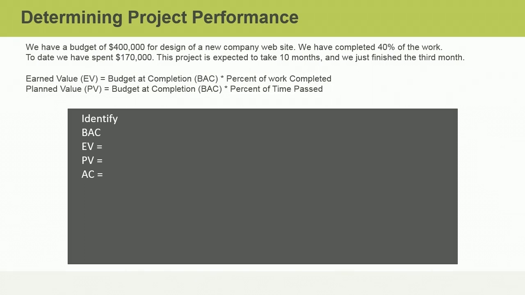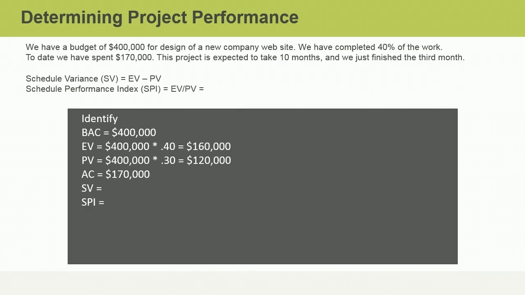What can we figure out from this sentence? If you need a hint, this sentence tells us that we are 3/10 of the way through our project. We could also say that 30% of the time has passed. Pause now if you'd like to think about the answer, then resume. If you were able to calculate the planned value, or PV, of $120,000, that is very good. You multiply the BAC of $400,000 times the percent of time passed, or 30%, and that will give you the PV.